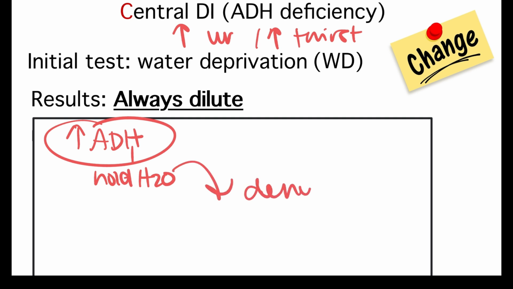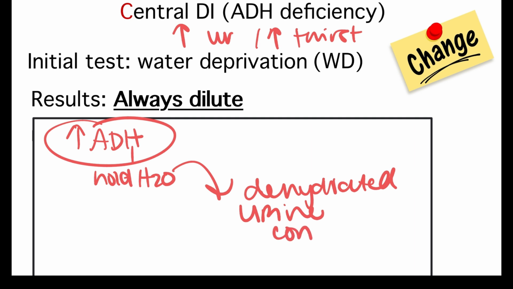Not remove it, because you'll become dehydrated. So if the body holds on to the ADH, that means your urine would be concentrated, because if the body is holding on to the ADH, then it's holding on to the water, and all of the solutes, like sodium, chloride, all of that is going to be inside the urine, and that is going to concentrate their urine.